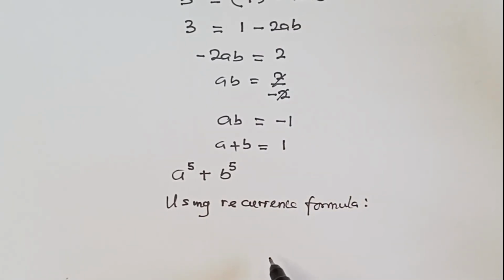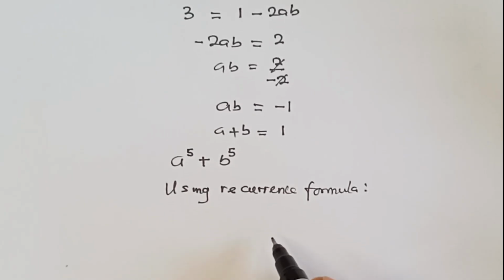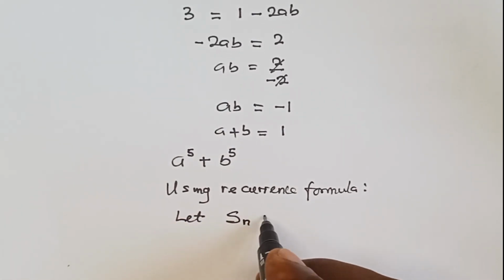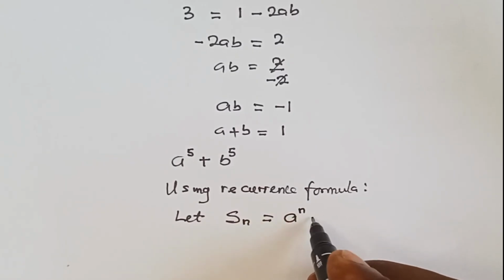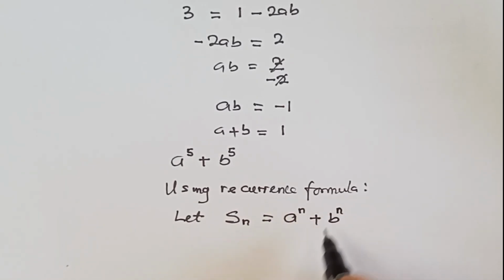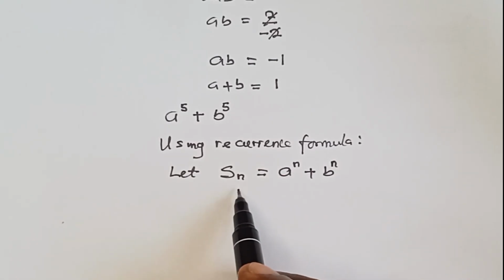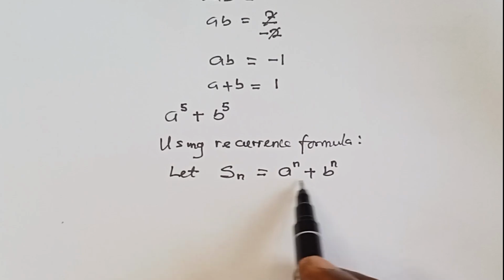using the recurrence formula, and in the recurrence formula we say let Sn equal a raised to power n plus b raised to power n. And then what is our Sn? Our Sn is the sum of the nth power of the roots a and b. Okay, so that's what Sn is.